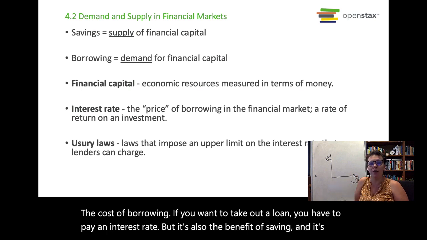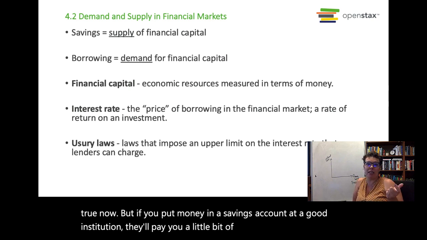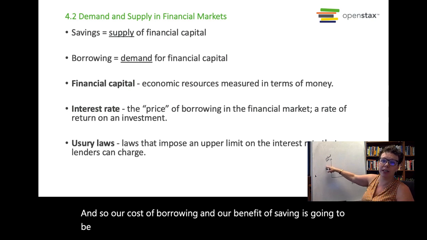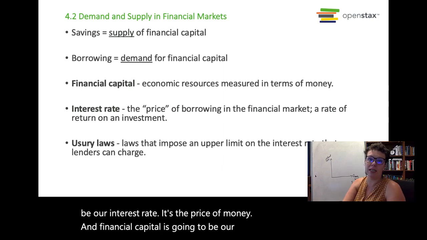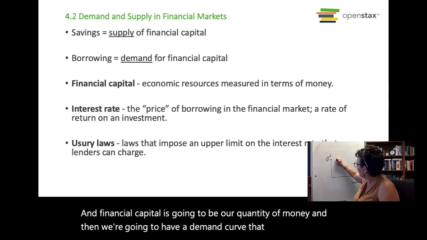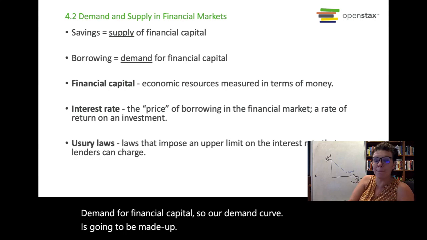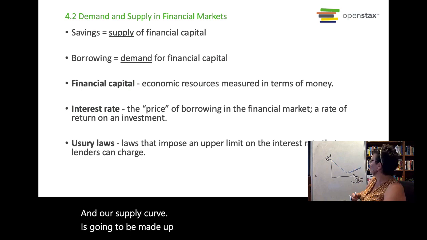And it's less true now, but if you put money in a savings account at a good institution, they'll pay you a little bit of interest on that money. And so our cost of borrowing and our benefit of saving is going to be our interest rate. It's the price of money. And financial capital is going to be our quantity of money. And then we're going to have a demand curve that represents demand for financial capital. So our demand curve is going to be made up of borrowers, and our supply curve is going to be made up of savers.